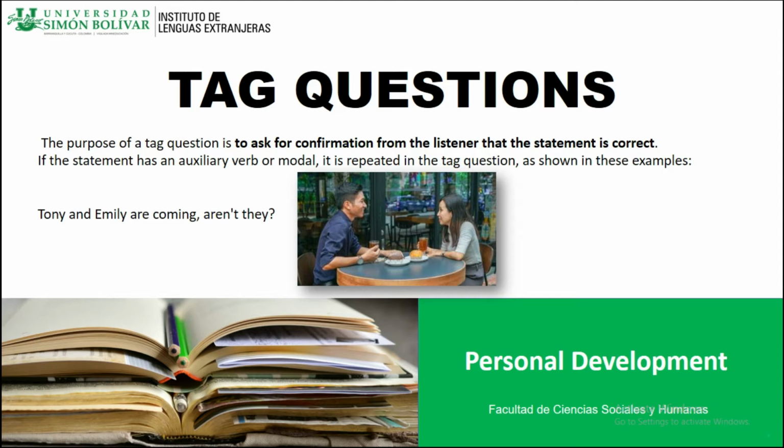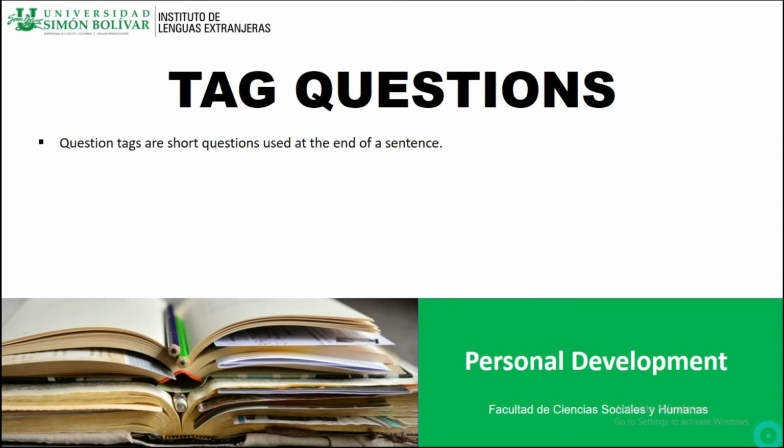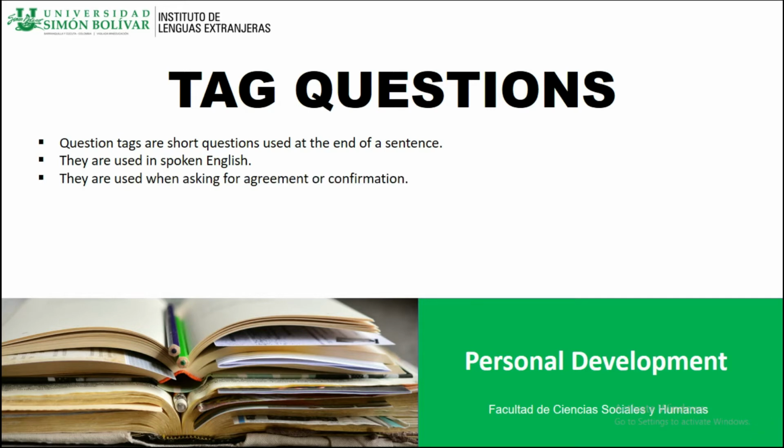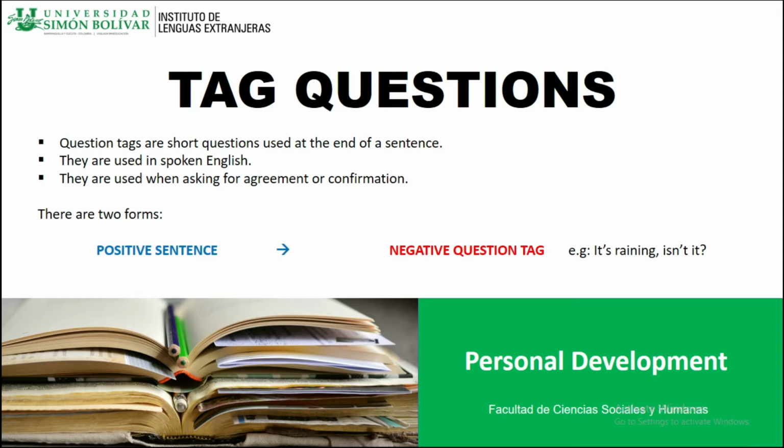Question tags are short questions used at the end of a sentence. They're used in spoken English. They're used when asking for agreement or confirmation. There are two forms. There's a positive sentence with a negative tag question. An example would be, it's raining, isn't it? There's a negative sentence with a positive tag. She isn't reading, is she?